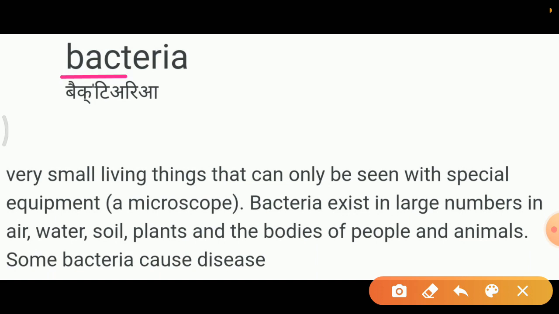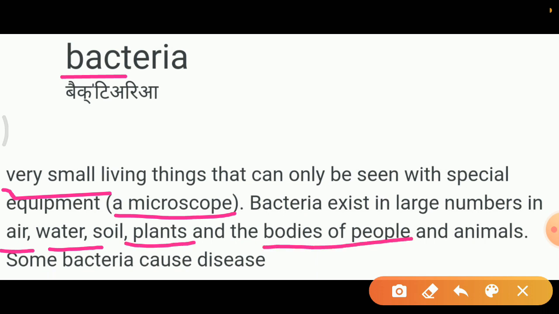Bacteria are very small living things that can only be seen with special equipment, a microscope. Bacteria exist in large numbers in air, water, soil, plants and the bodies of people and animals. Some bacteria cause diseases. Typhoid and tuberculosis are bacterial diseases.